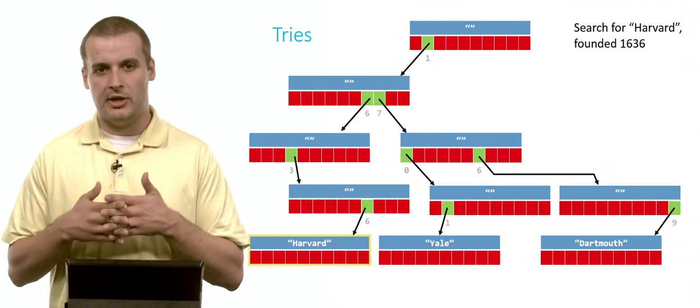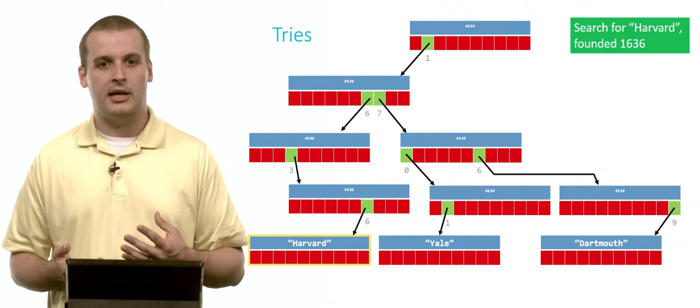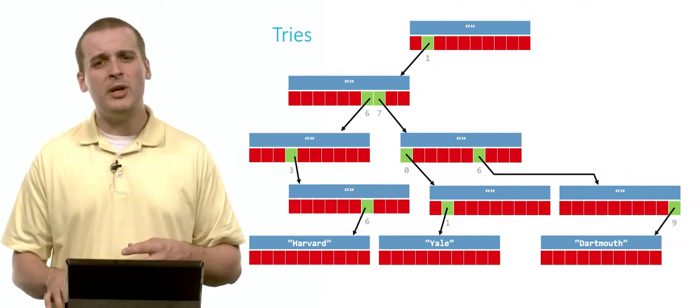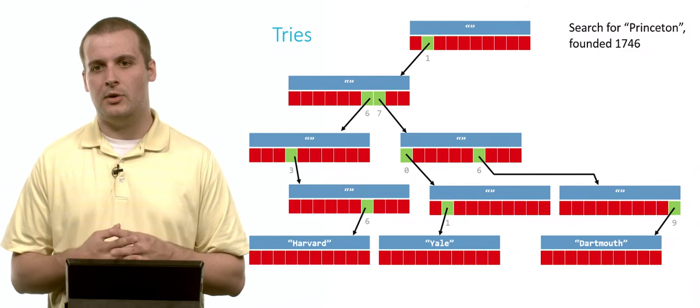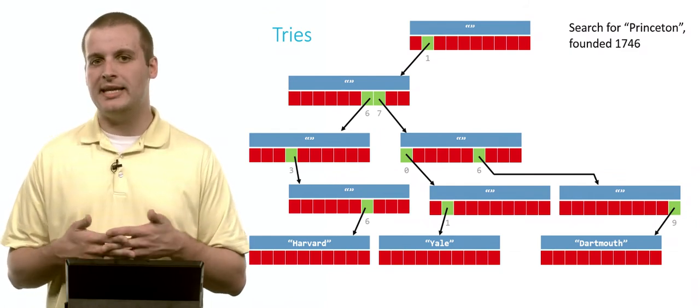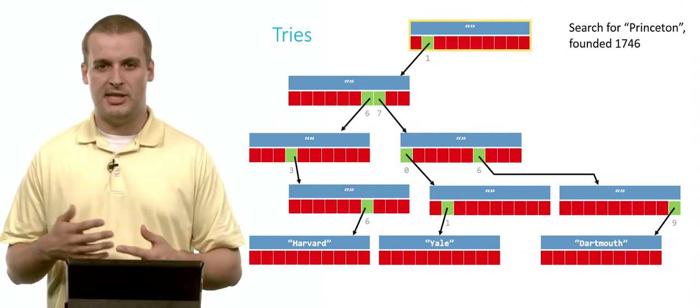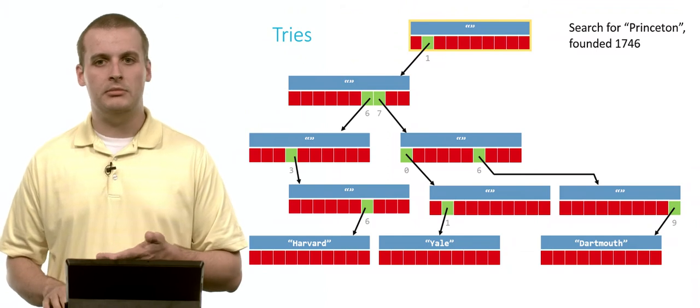Well, I look down after starting at the top and going 1, 6, 3, 6. I look down, I see Harvard. So yes, I succeeded. What if what I'm looking for isn't in the trie, though? What if I'm looking for Princeton, which was founded in 1746? And so 1746 becomes my key to navigate through the trie. Well, I start at the root, and the first place I want to go is down the 1 path. Can I do it? Yes, I can.